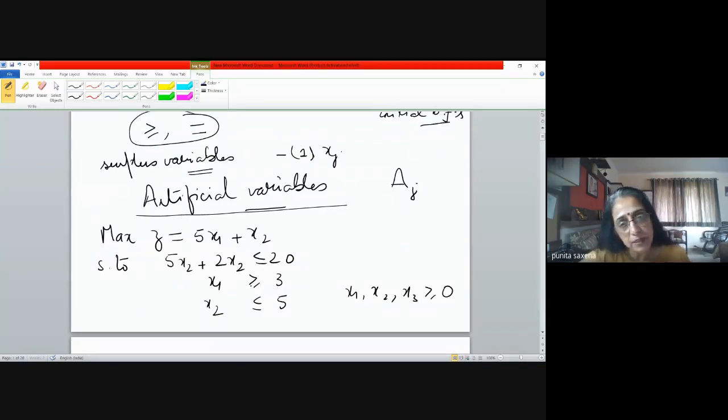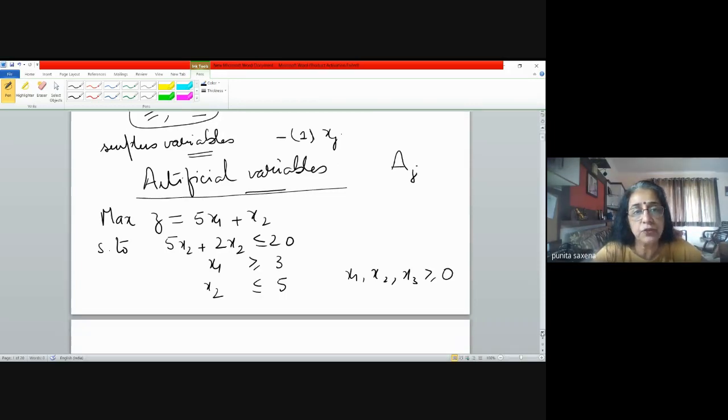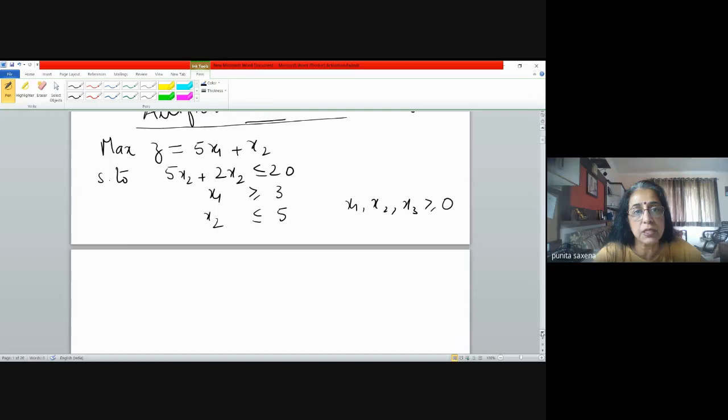One thing to remember: slack variables come alone, they work alone. Surplus variables do come, but along with them comes the artificial variable also. So the moment we subtract a surplus variable here, we have to add an artificial variable along with it. Surplus variables do not come alone, they come with artificial variables. Is that okay? As we have proceeded before, we have to convert it into standard form.